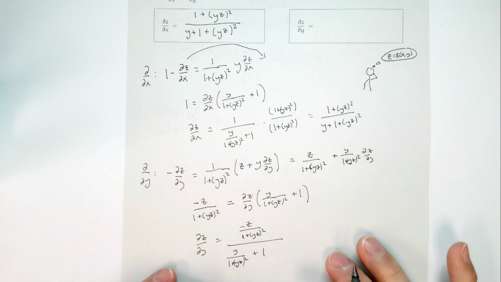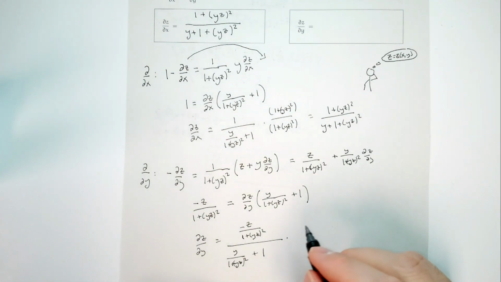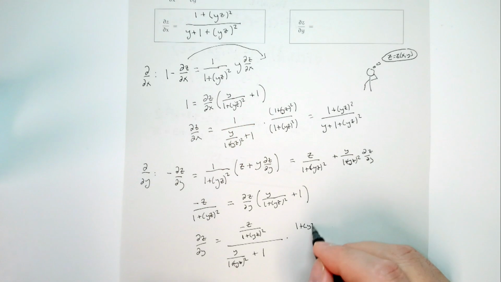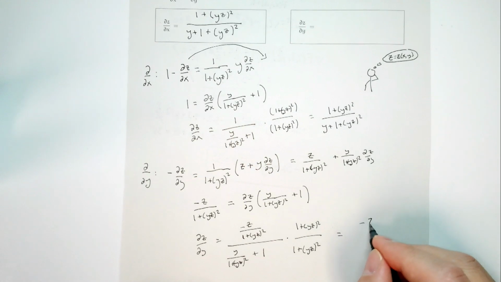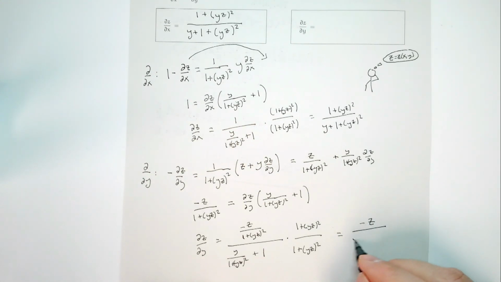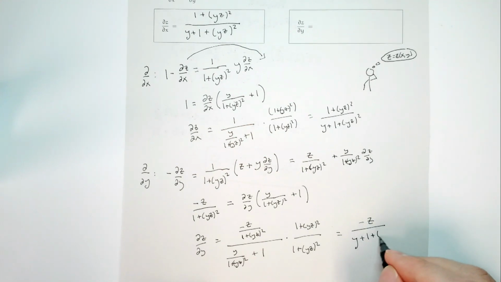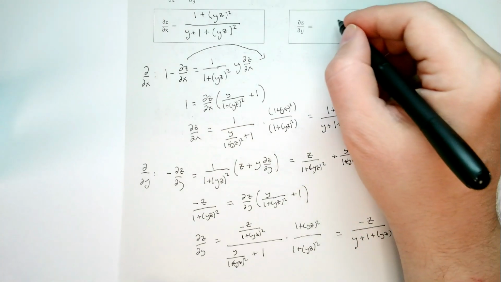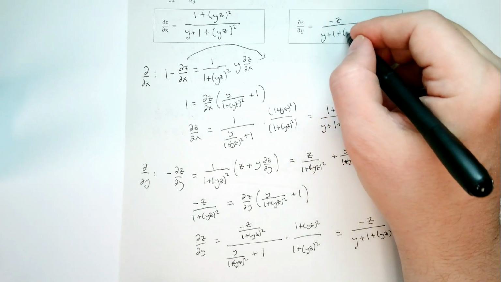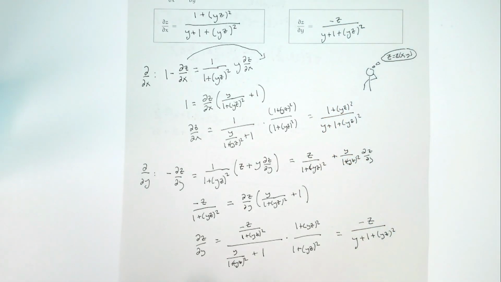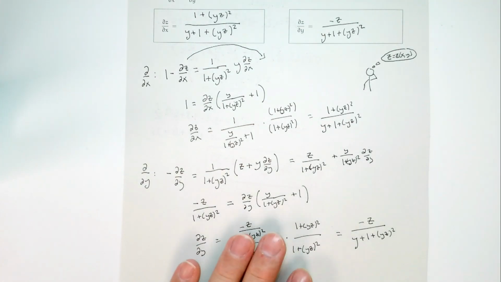Again, fractions within fractions, we don't like that. That's not why we signed up for calculus. We signed up for calculus for beauty. Let's clean it up. Let's make it beautiful. So, multiply by 1 plus yz squared over 1 plus yz squared. In the top, you'll get minus z. Downstairs, you'll get y plus 1 plus yz squared. And of course, put it in the box. So, negative z, divided by y plus 1 plus yz squared. And there you go. That's number 5.